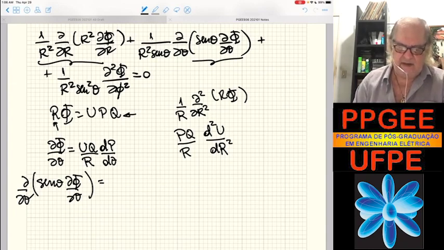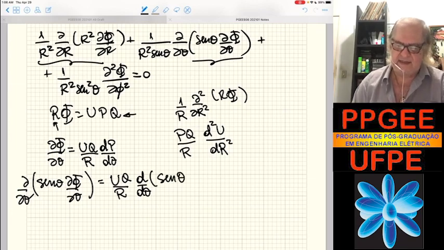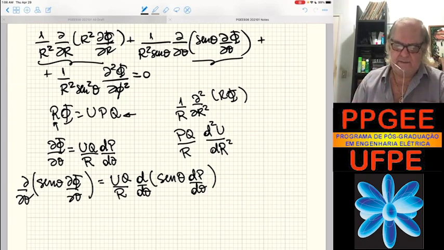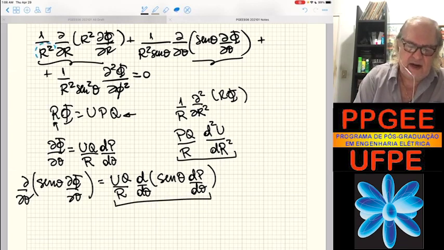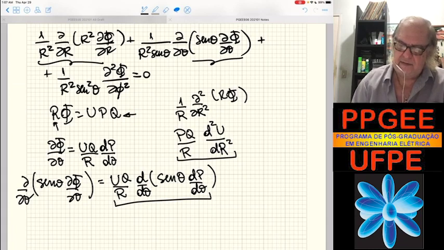So this is going to be u q over r, total derivative now because it's a function of a single variable, sine theta dp d theta, right? So you see that the radial term has 1 over r, the theta term has also 1 over r, both have r squared, I'm sorry, yeah, I think it's correct.